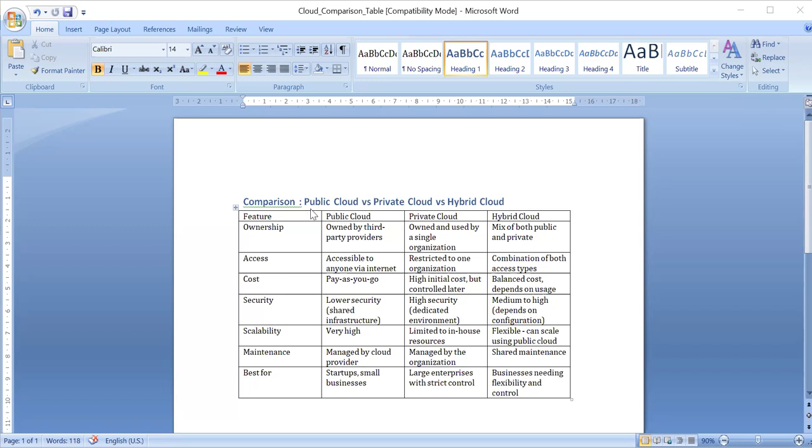What are the differences between public cloud, private cloud, and hybrid cloud? In this table, I have given the difference between public cloud, private cloud, and hybrid cloud. Before that, you should understand what cloud computing is. Cloud computing is a delivery of computing services like servers, storage, database, networking, software, etc.